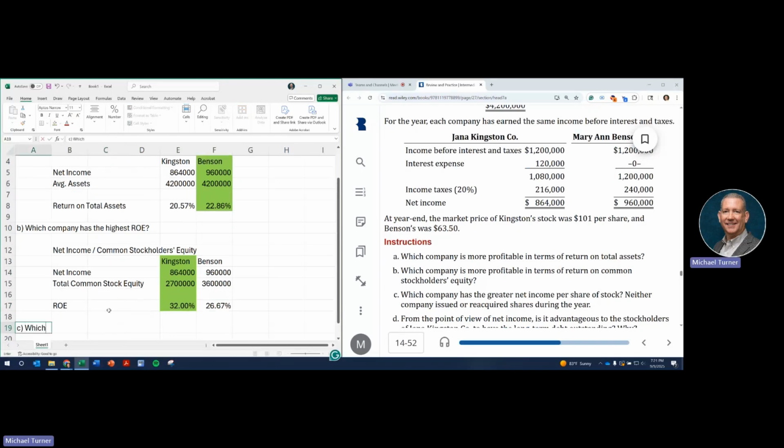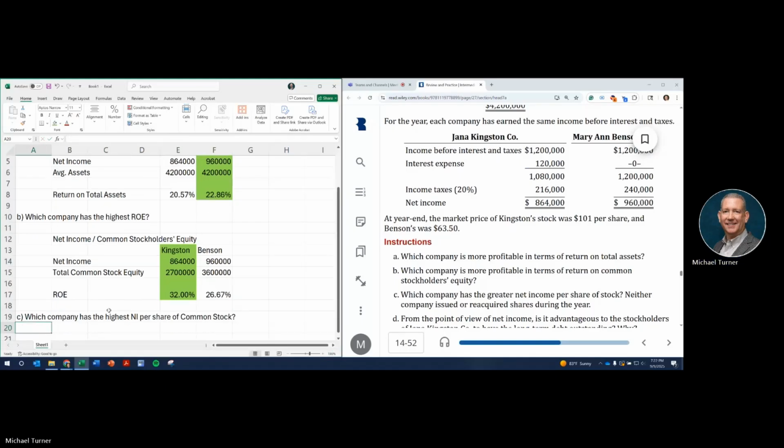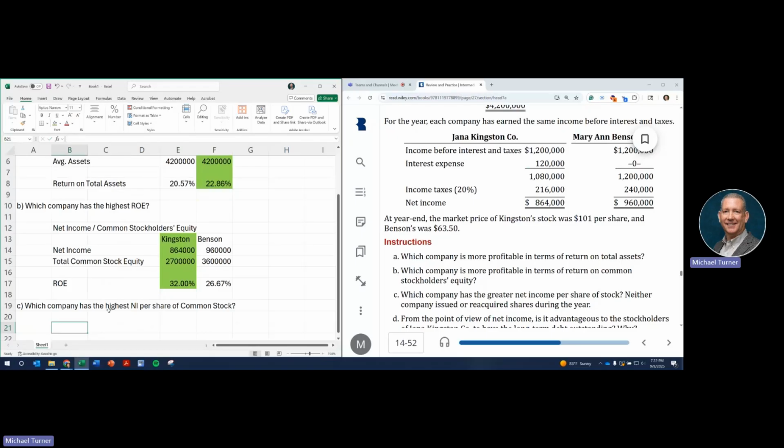So let's see, which company has the highest net income per share of common stock? And that formula is going to be net income per share, means, of course, divide by number of shares outstanding. So we're going to have to find a quantity in this one. So far, we've been finding dollar amounts. We're going to need to look for a quantity.